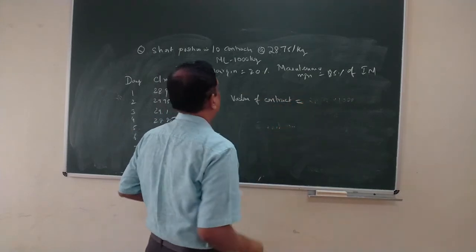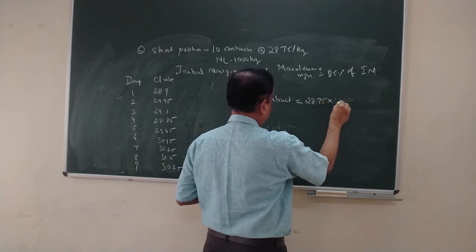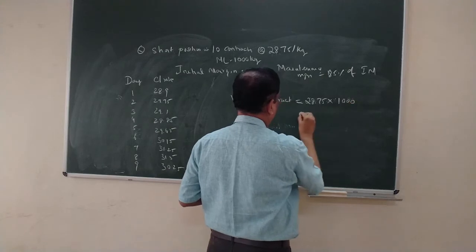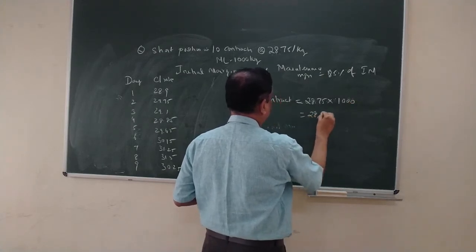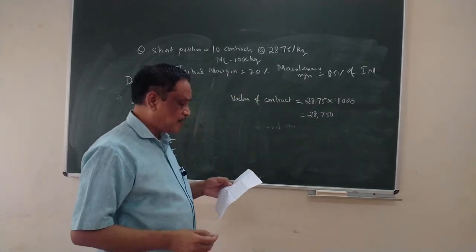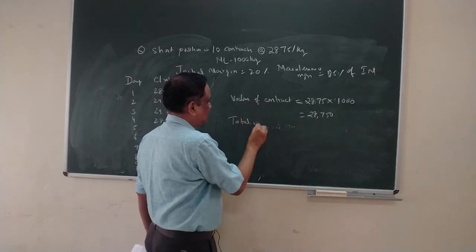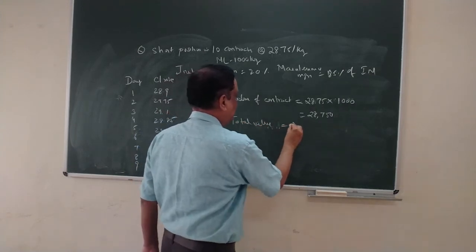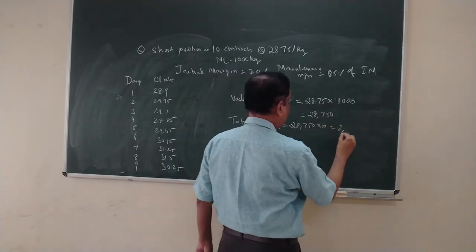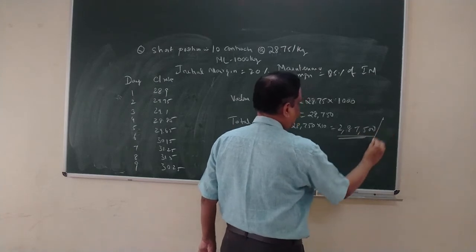So value of the contract would be 28.75 multiplied by 1000. That would be 28,750. And he is taking 10 contracts, so total value will be 28,750 into 10. That will be 2,87,500. Total value of the contract is 2,87,500.